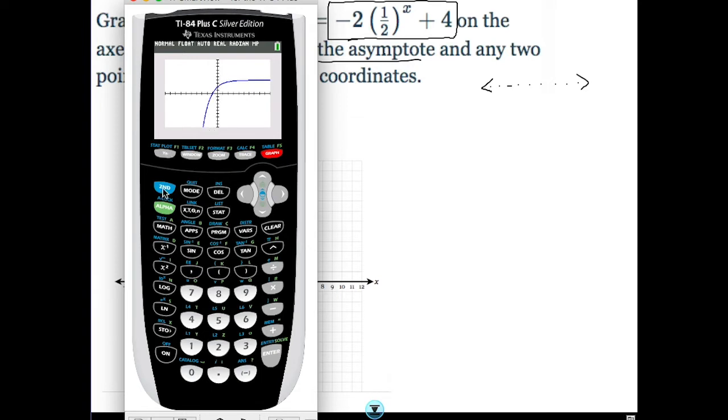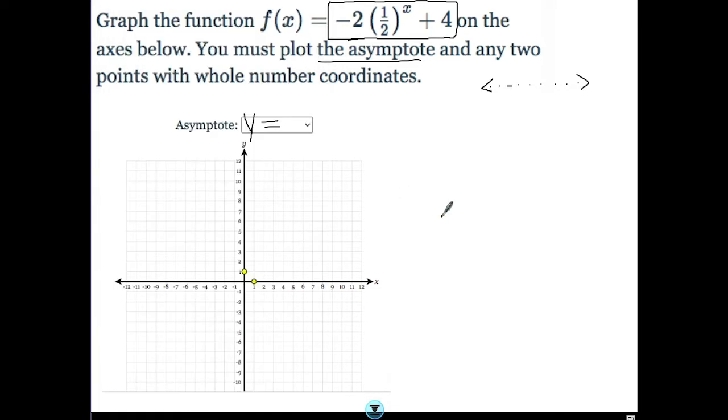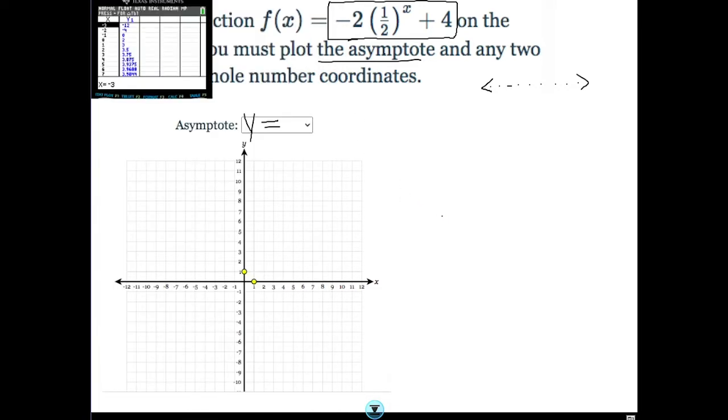But if I hit second graph, that's going to give me a table. In this table of values, I can scroll up or down. The blue values are the values for this particular function. So it looks like I can get some whole number points here, and I'll maybe jot down a few of these. Actually, I'm just going to take a screenshot of this. You can scroll up and down. I'm going to paste that right here so we can talk about it.